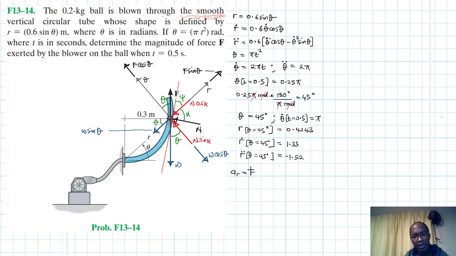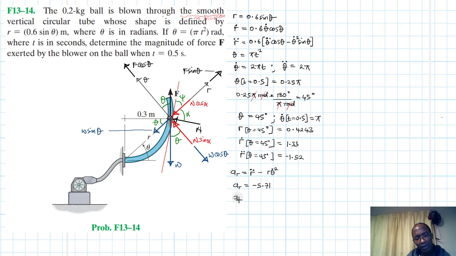AR is just equal to r double dot minus r theta dot squared. So we have everything else, therefore AR will just be equal to r double dot, which is minus 1.52, and minus our r. What is our r? Our r is 0.4243 times theta dot, which is pi, squared. Alright, so this we find is a minus 5.71.